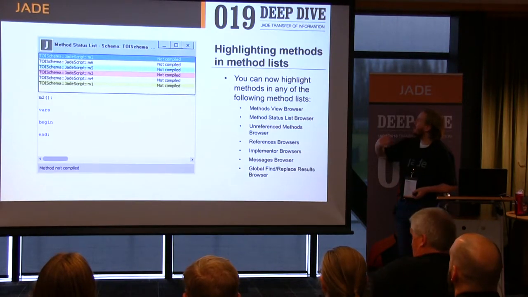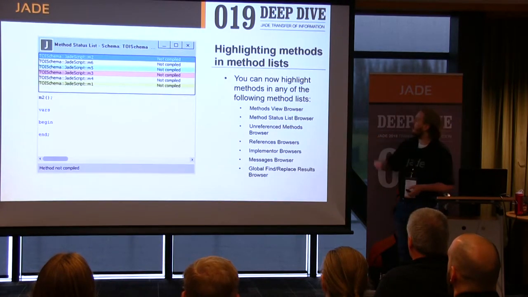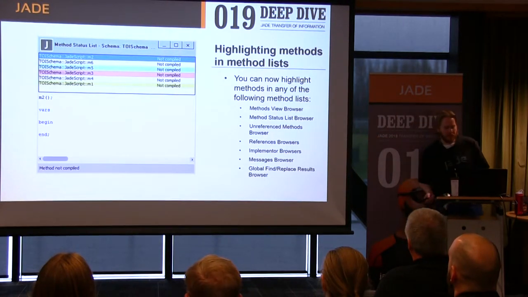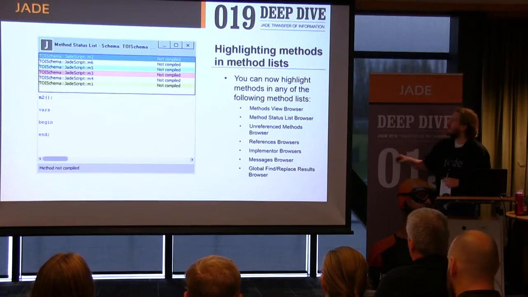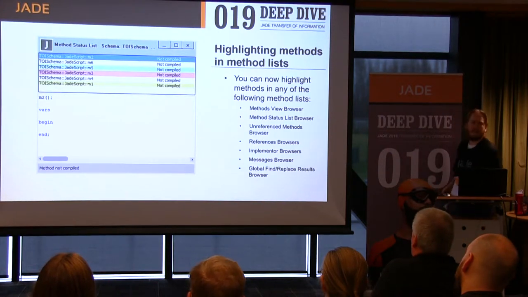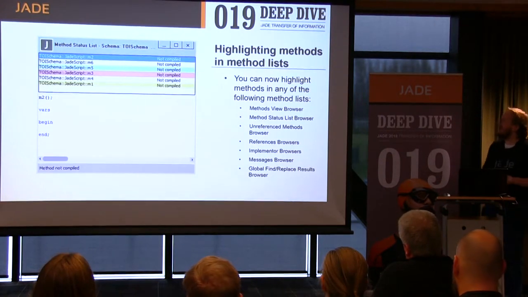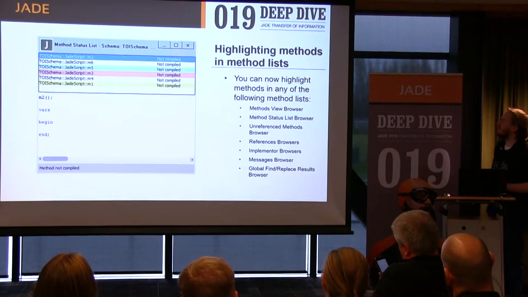But you can actually, anytime you've got a methods list, so that can be like a methods view browser, whatever it is, you right click on a method, you pop into the highlight method item background submenu of the context menu. It's got a whole bunch of different colors, and you can color your methods. I guess it could be useful if you're working on a whole bunch of methods and it's like, oh, I want to make sure I remember to come back to that one. You know, make it bright red and it'll definitely stand out.